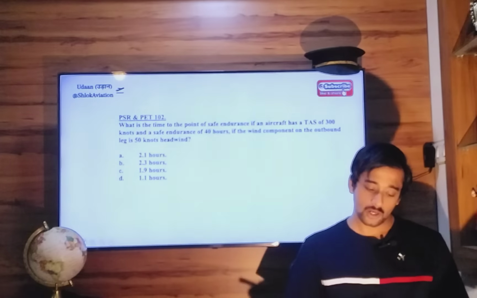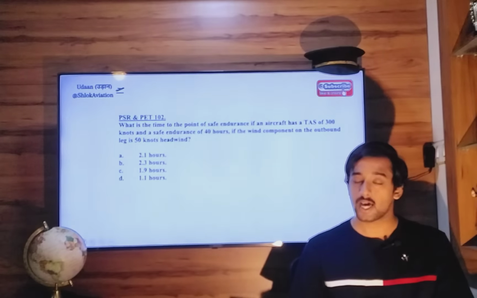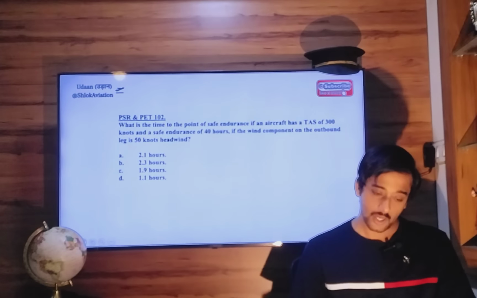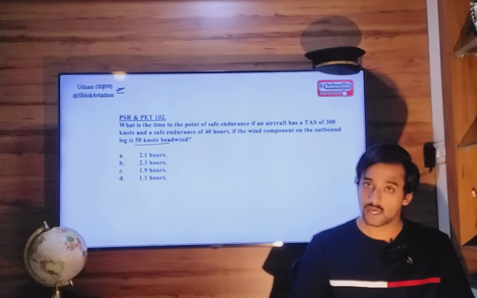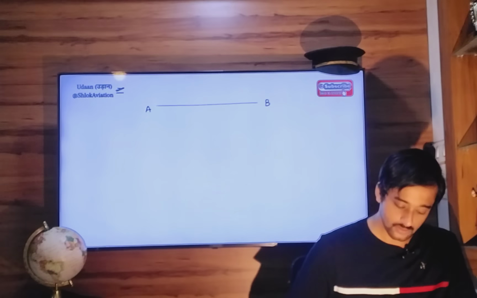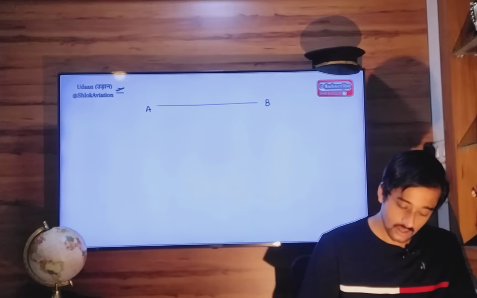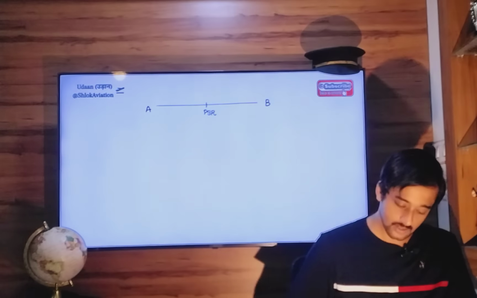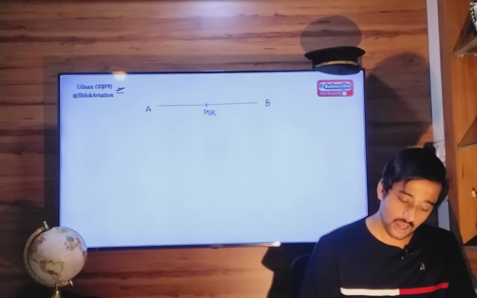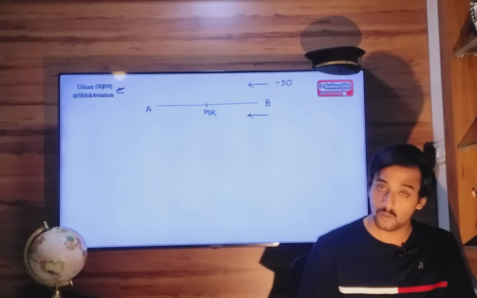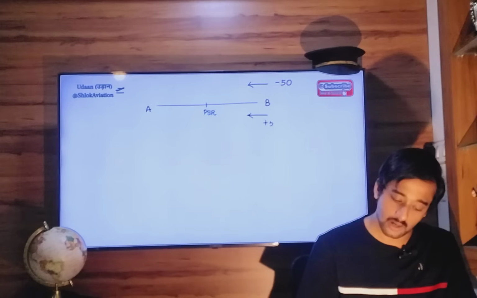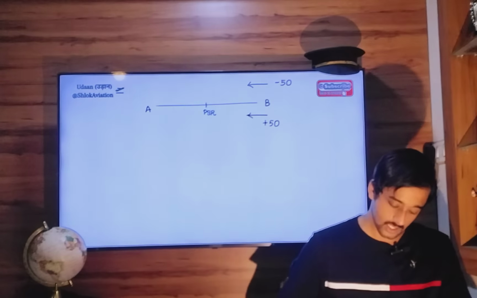What is the time to the point of safe return if aircraft has a TAS of 300, endurance of 40 hours, wind component on the outbound leg is 50 knots headwind? So this is point A, B. So point of safe return is here. On the outbound leg you have a headwind component of 50 knots. On the homebound leg that same wind component will become a tailwind of 50 knots.